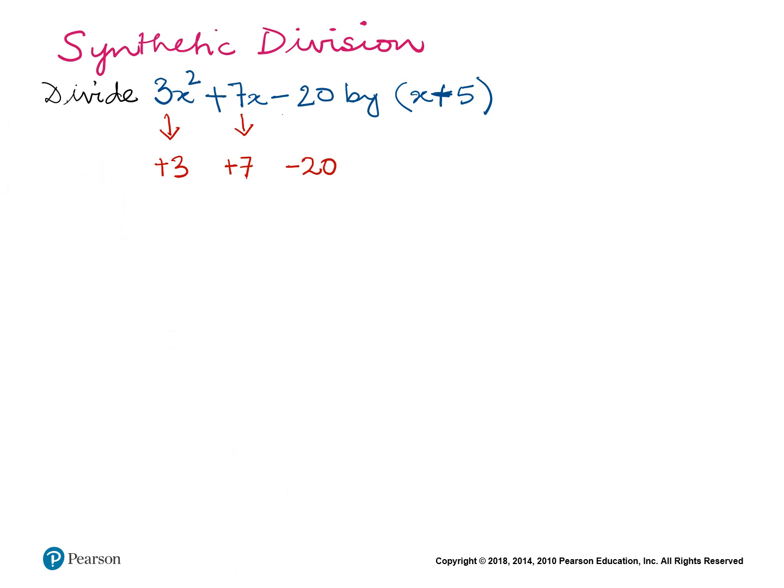This is our L. And now we have to put a value to the left hand side of this symbol. Now that value is going to be the constant value in the divisor. The constant value of the divisor is going to be written here. However, it's not just plus 5.